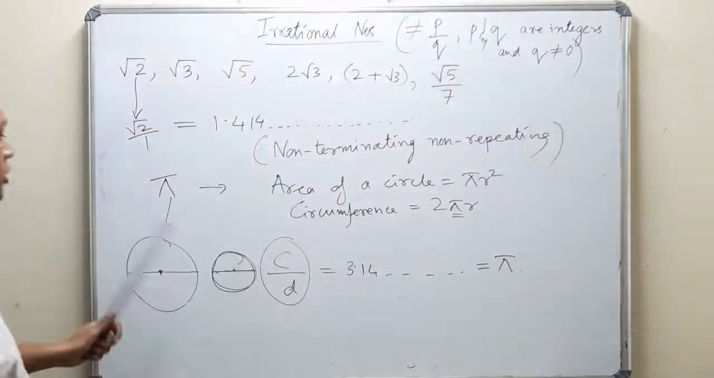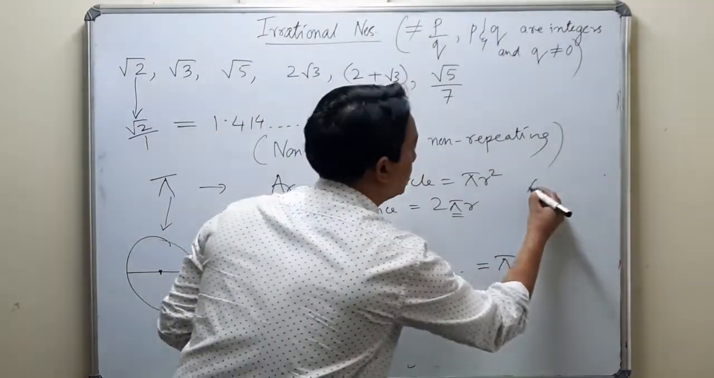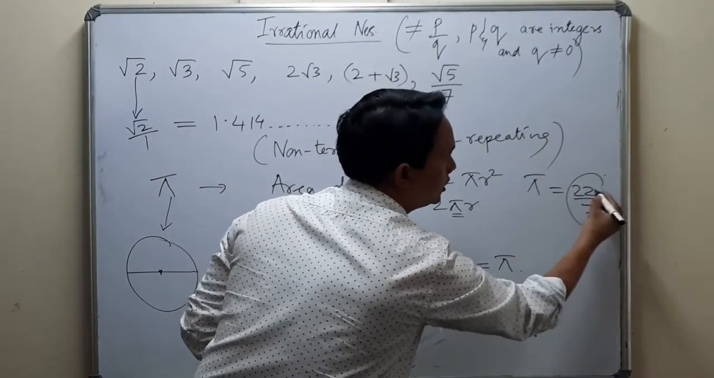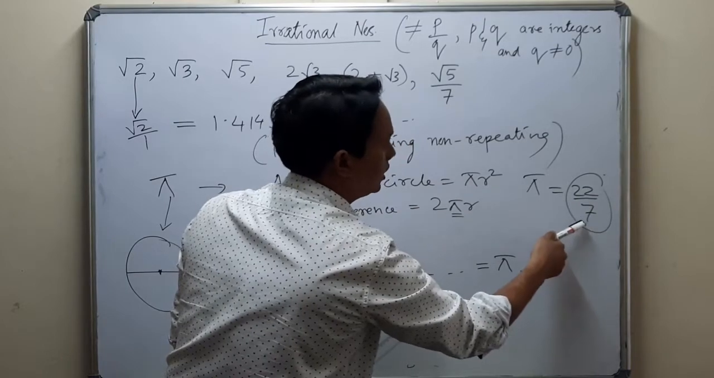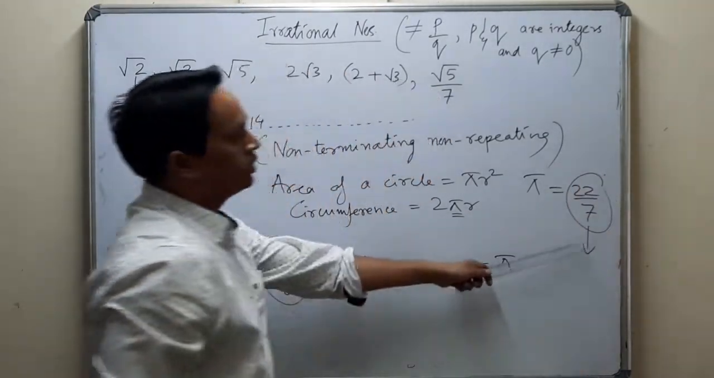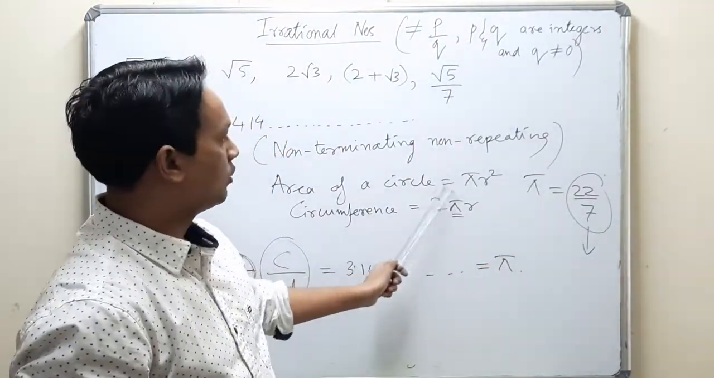But for calculation purposes, when we find the area of a circle, mostly we take pi as 22 by 7. But 22 by 7 is integer by integer, so it should be rational. This is only to make the calculation simple. We put 22 by 7 in place of pi when we calculate the area of a circle.